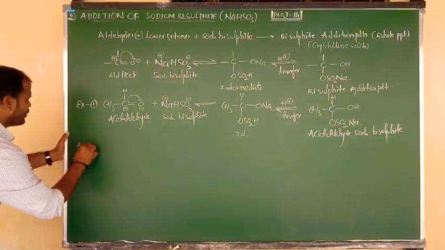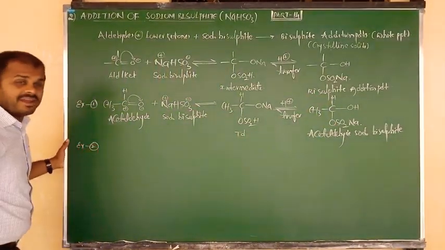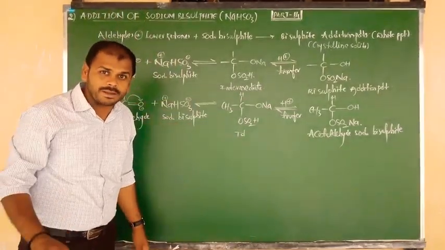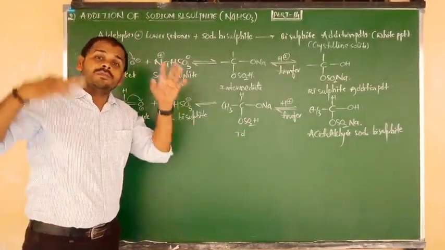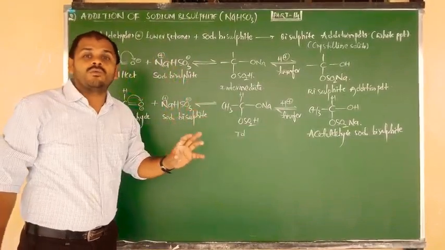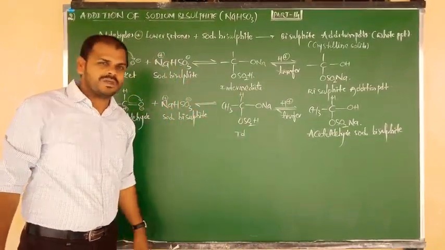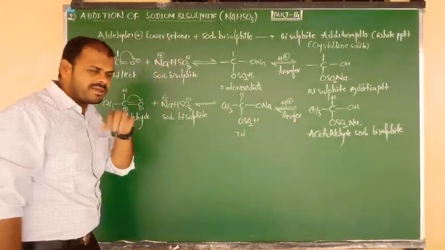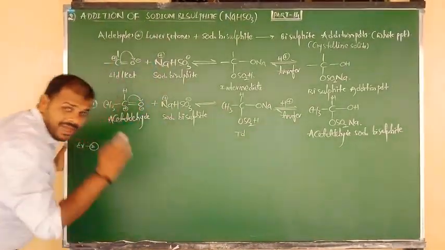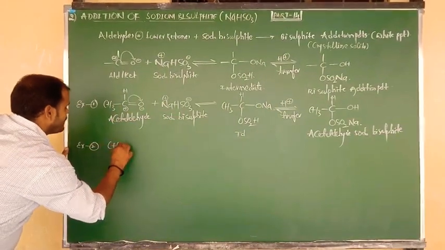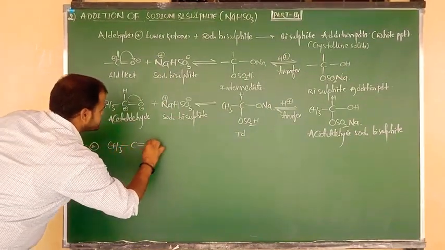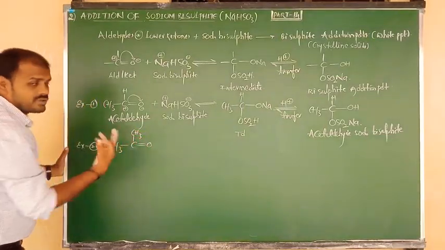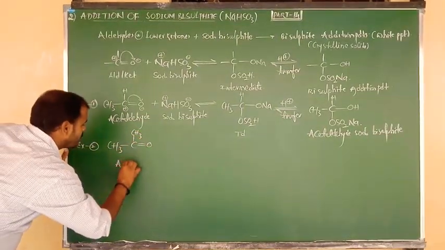Next I am going to show you example 2, beta, by taking a ketone. So which ketone? Higher membered ketones, acetophenone, benzophenone, beta. They won't participate in addition with sodium bisulfite. So we have to take only a lower member of ketone, a simple ketone. What is the simple ketone, beta? Acetone. So formula CH3 bonded to C double bond O, again bonded to CH3. What is the name of this compound, beta? Acetone.